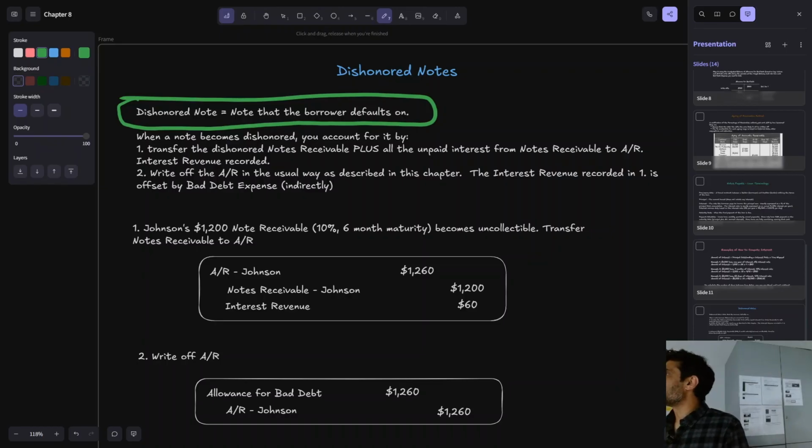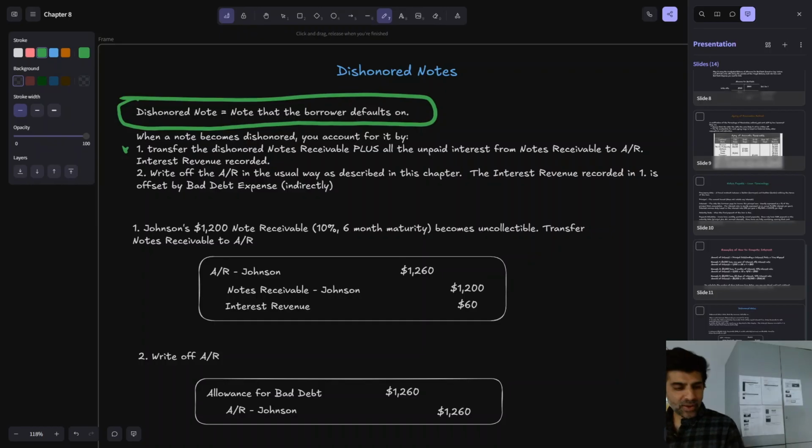You can see again how the system of debits and credits is quite flexible. But don't think that this is the only way, or some ordained way of dealing with dishonored notes. Okay, so with that in mind, how they want you to do it in the book and in your homework is you're first going to transfer the dishonored note receivable, and this is the weird thing, plus all the unpaid interest.